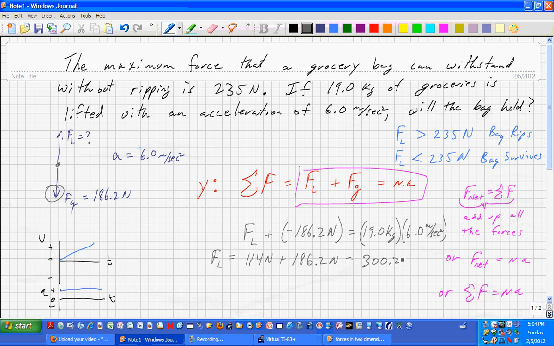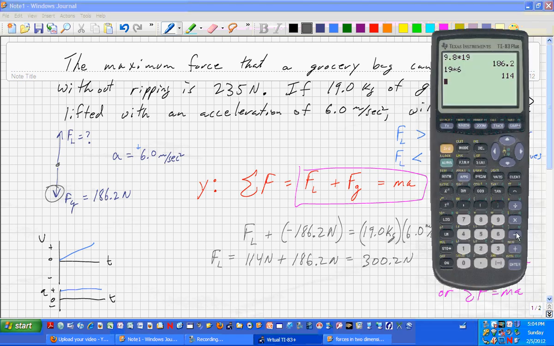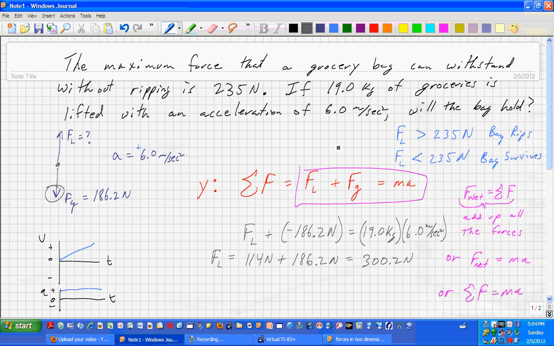I'm going to check that with a calculator, but I'm pretty sure I'm right. 300.2 newtons. So there it is. It's plus 186.2, enter. 300.2. Okay, I was right. So that force of the lift is greater than 235 newtons, so the bag rips and we get groceries all over the floor. All right.